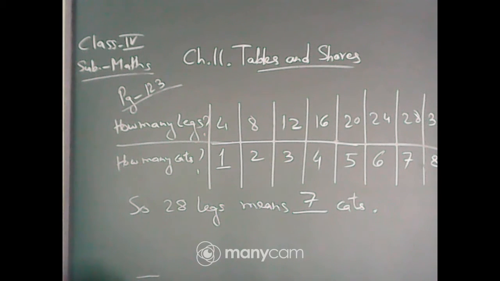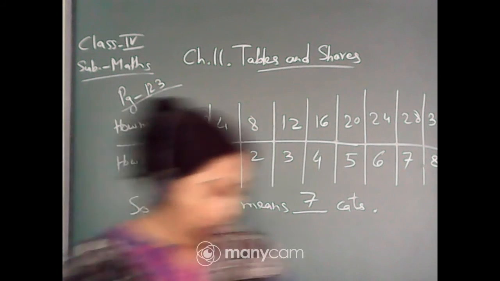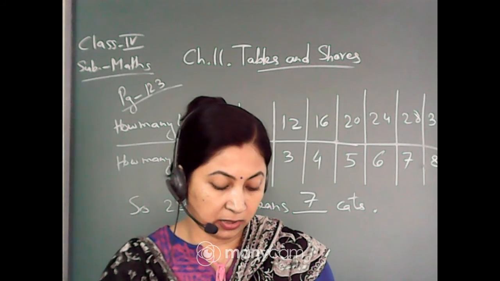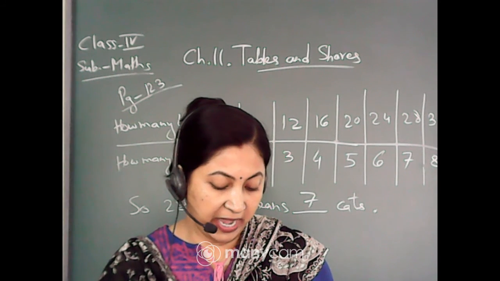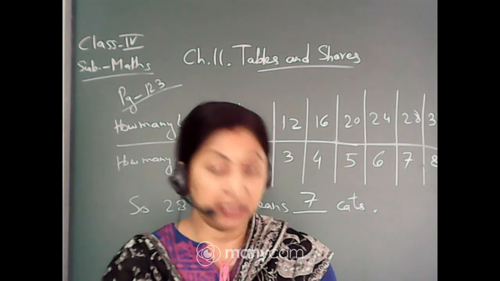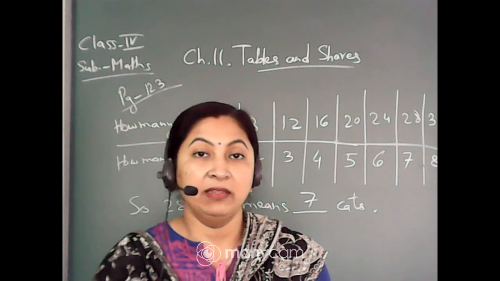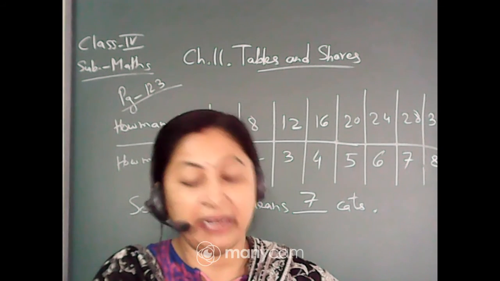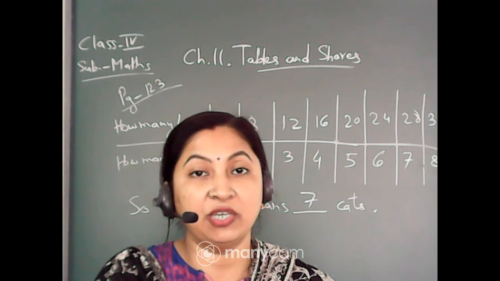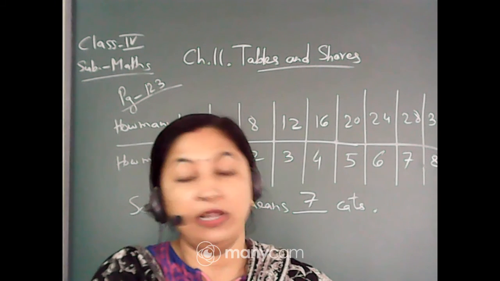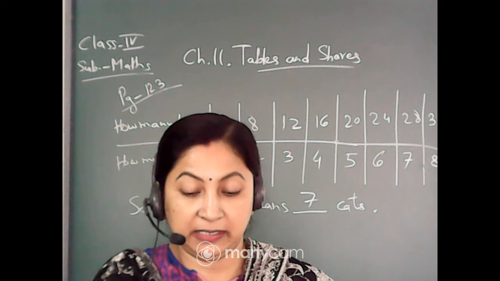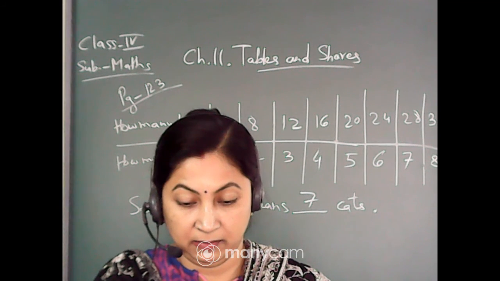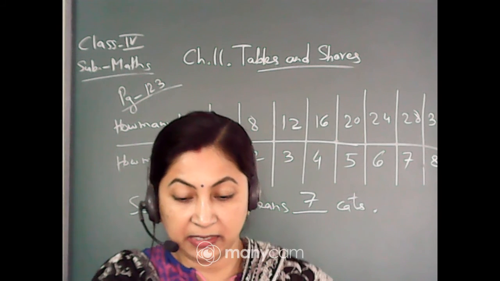Okay, now come to the next question. Billu has kept his chickens in a box. He counted 28 legs. How many chickens are there? Now here the chickens are kept in the box and there are 28 legs. Now you have to find out how many chickens there are. First of all, you tell me, one chicken has how many legs? Quickly tell me the answer.